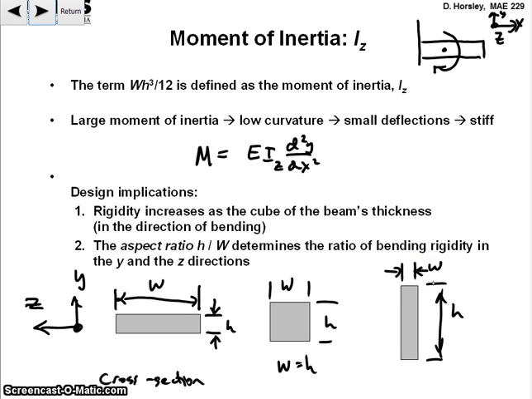And so if you think about, well, what does this mean? We said that the Iz is WH cubed over 12. Similarly, hopefully I can convince you without talking about it a lot, that the y-axis moment of inertia is equal to HW cubed over 12, right?